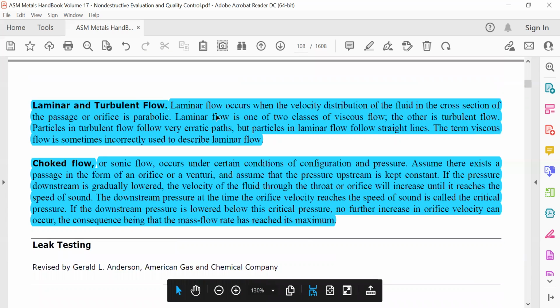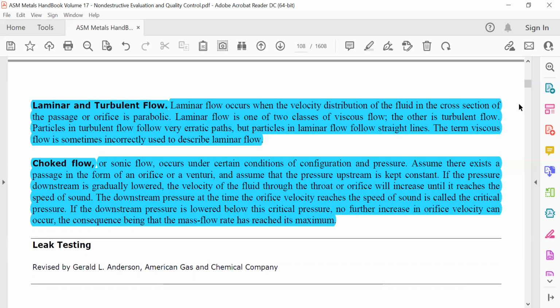Laminar and turbulent flow. Laminar flow occurs when the velocity distribution of fluid in the cross section of the passage or orifice is parabolic. Laminar flow is one of the two classes of viscous flow. The other is turbulent flow. Particles in turbulent flow follow a very erratic path, but particles in laminar flow follow straight lines.